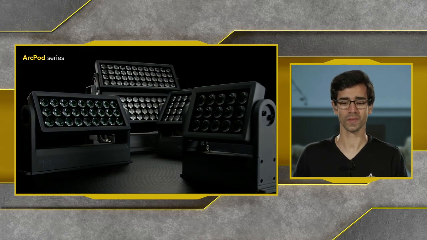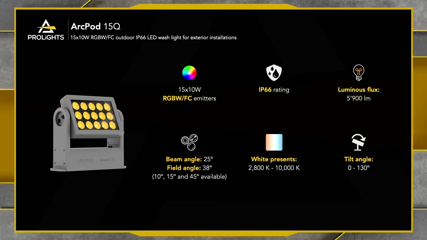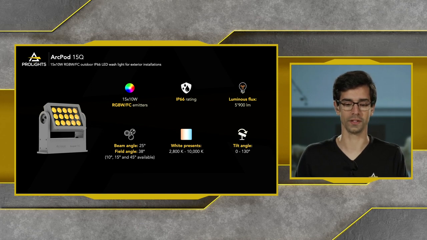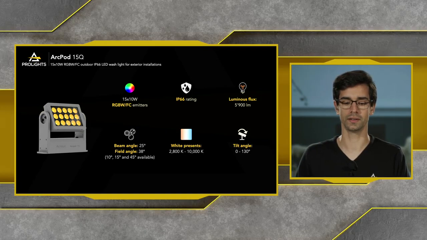So starting off with the ArcPod 15Q. This is kind of our smallest unit. The ArcPod 15Q is an RGBW full color IP66 LED washlight for exterior installations. That's composed of 15 chips of 10-watt LEDs. It's IP66 rated with a very high luminous flux for the size of the unit. So we're looking at 5,900 lumens on this fixture. The beam angle is a 25 to 38 degree angle.